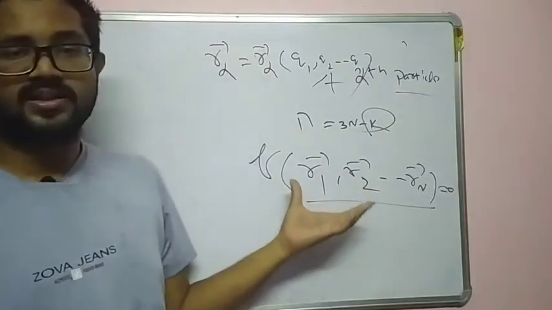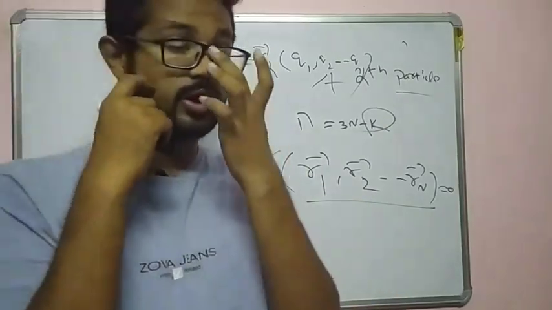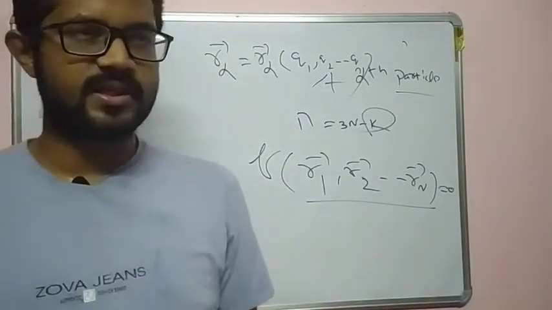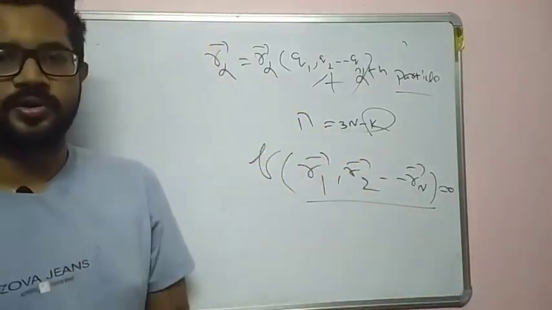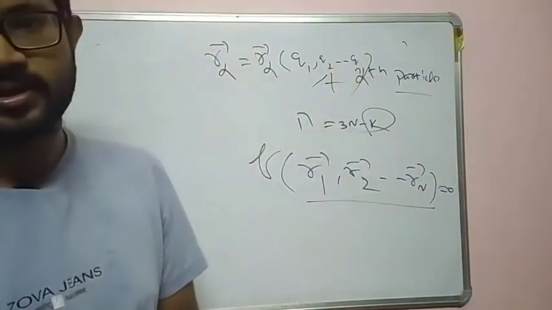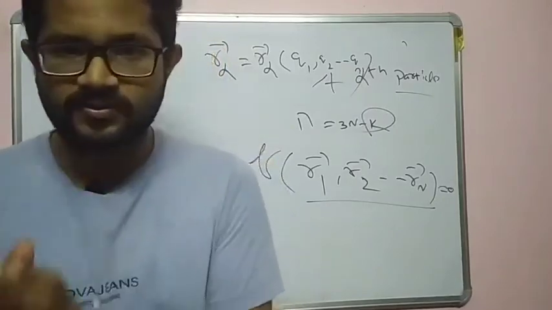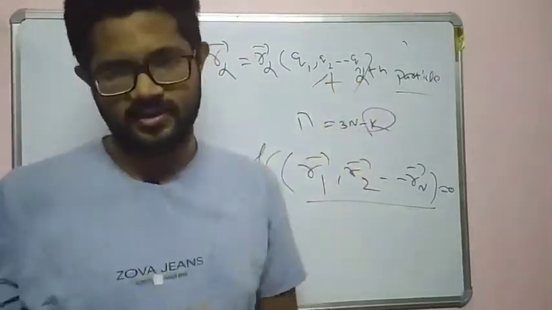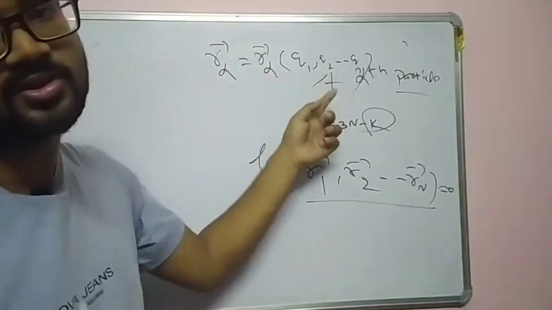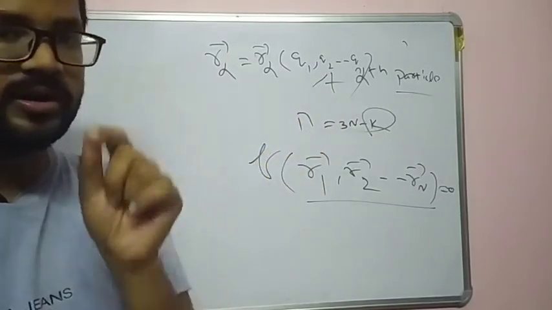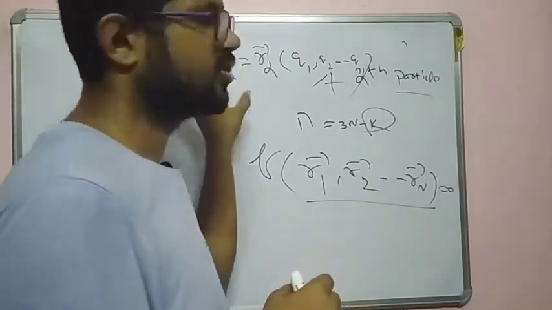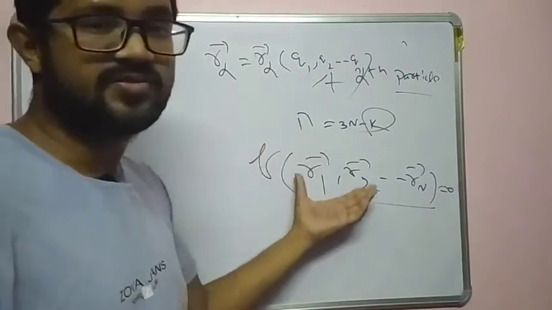If it is satisfying the constraint equation, what is happening? You know the trouble in the constraint equation: coordinates are no longer independent. That means the position vectors are no longer independent. While the generalized coordinates do not satisfy the constraint equation because you are eliminating k, so they are independent. Generalized coordinates are independent, small n of them. But this is not independent. Dear students, you have to remember this: r is not independent because it is satisfying the constraint equation.